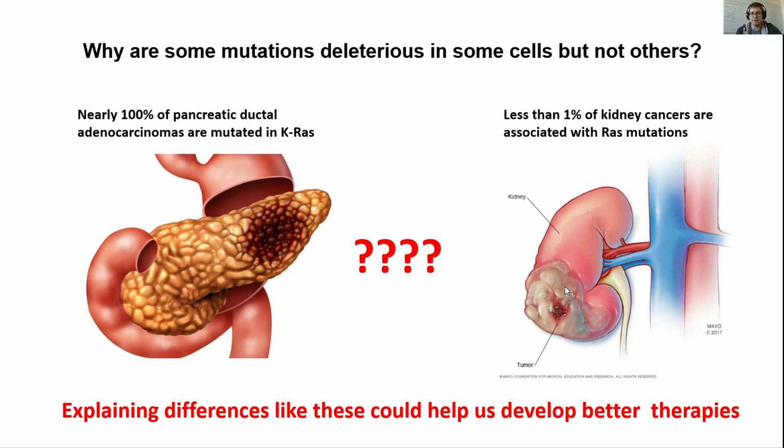It probably has something to do with those different expression profiles of the other components in the cell, but we just don't know. And if we could explain differences like this, then it could really help us develop better therapies for people with these diseases.